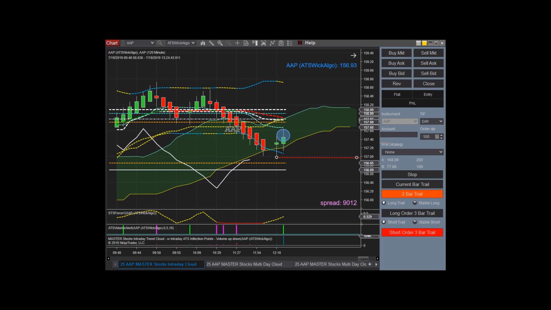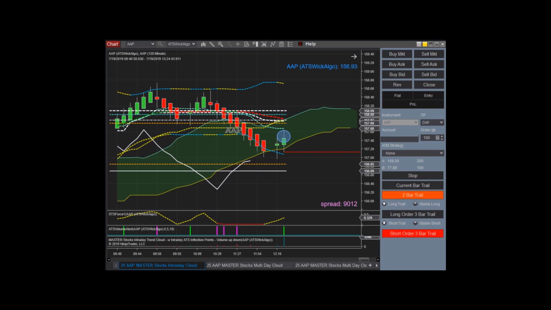So around 12:20 p.m. when this reversal bar had occurred and we had already opened this next bar, we used our ATS Bar Chart Trader to instigate a short trail that we placed 3 bars back.